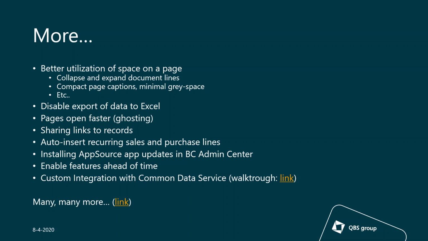Business Central admins have the option to disable features that allow users to export data to Excel. So if you are forced to do that, for example, for security reasons, you now have the ability to block Excel exports.